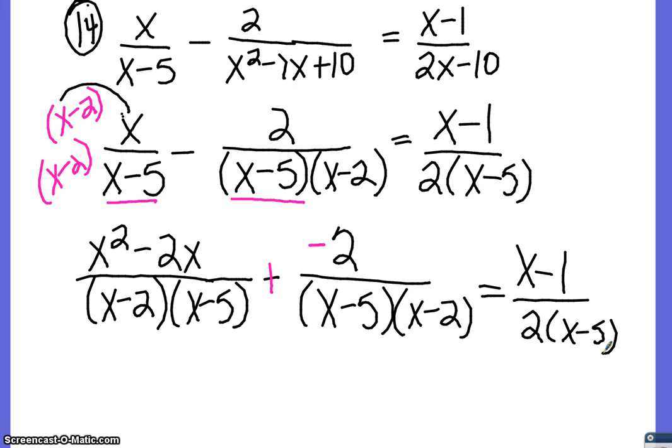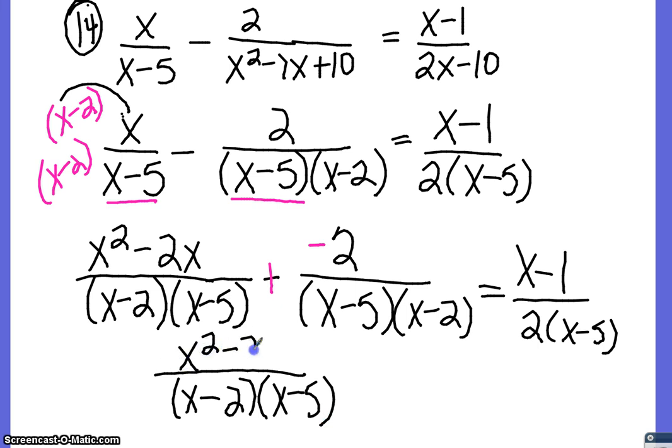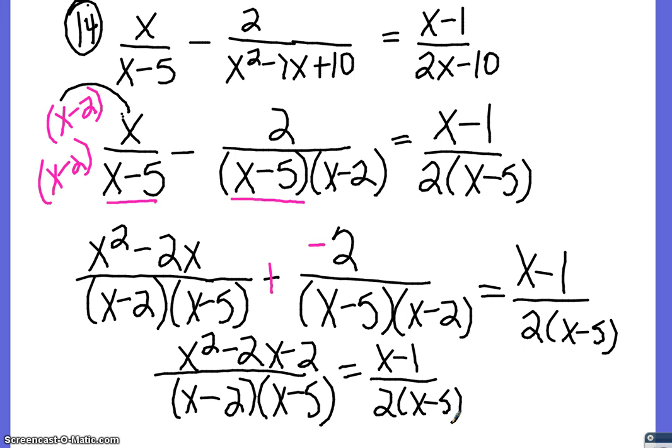Okay, now that we have a common denominator, I have x minus 2 and x minus 5 as my denominator. And my numerator, I'm just going to put it together. X squared minus 2x minus 2. Now I'm keeping my numerator as a quadratic because this quadratic does not factor. And I have that equal to x minus 1 over 2 parentheses x minus 5. Now what we have here is just like I did in question number 7. It's going to be a proportion. So I'm going to cross multiply and I'm going to solve.